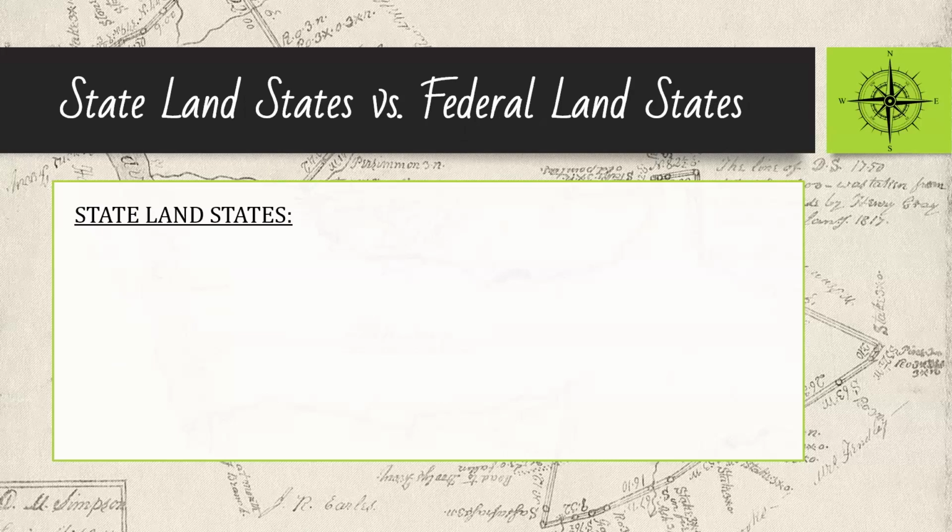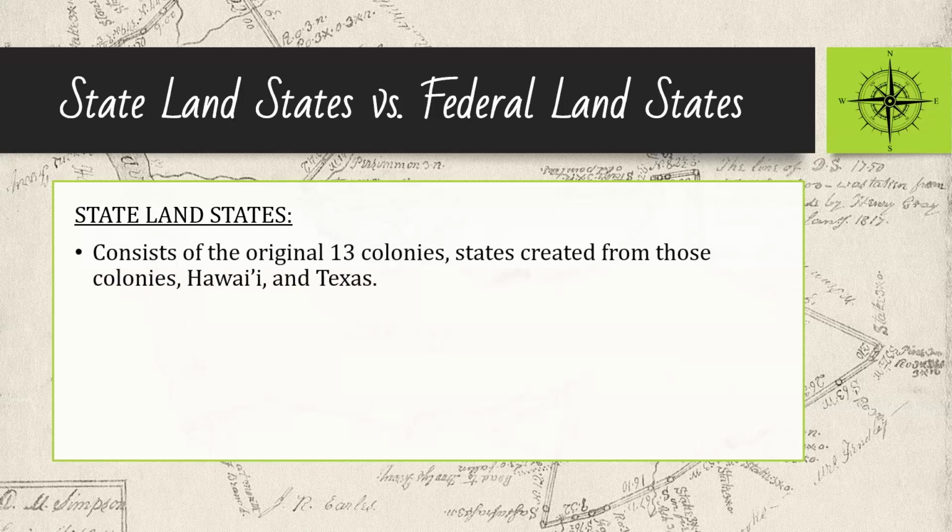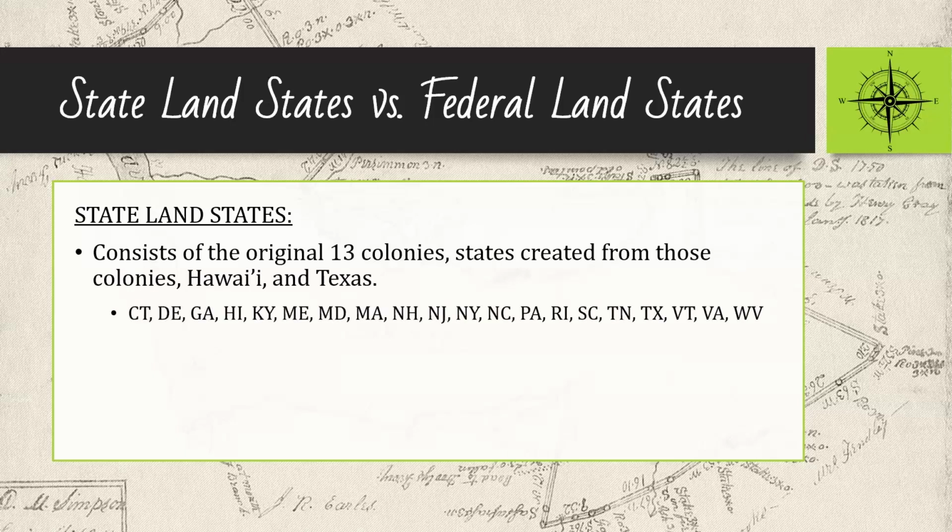State land states and federal land states. So this is going to help us understand which states are going to be using these systems and why. So state land states consist of the original 13 colonies, states created from those colonies when they were splitting up, Hawaii and Texas. So here is a comprehensive list for you of all of those different states.